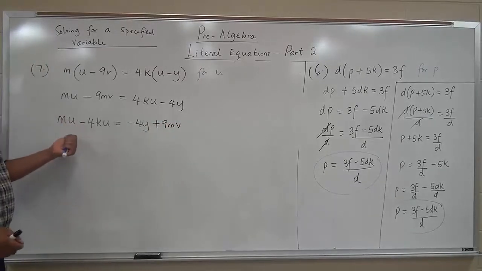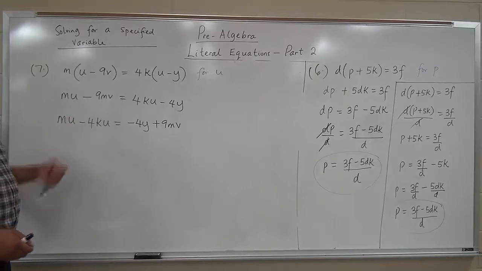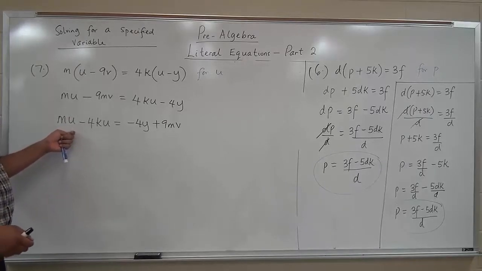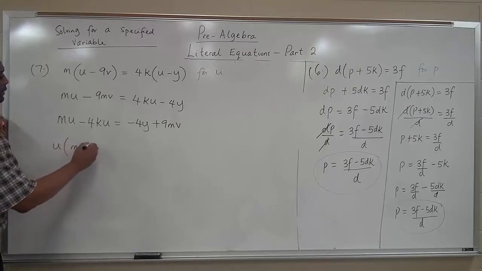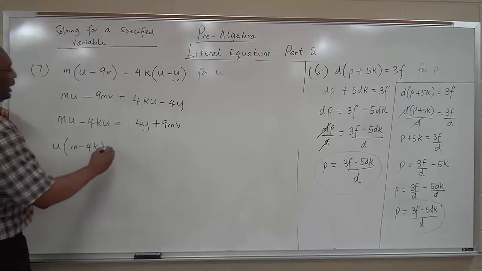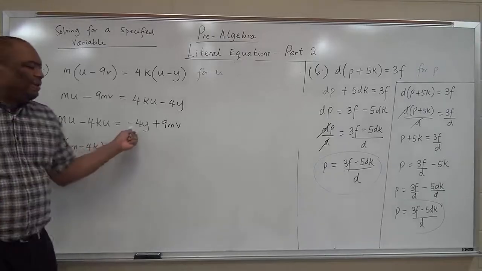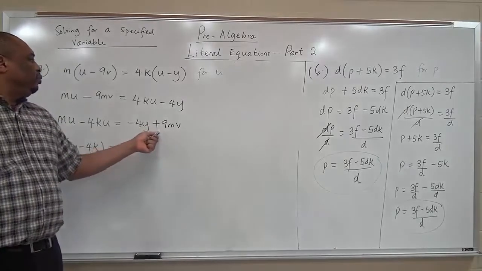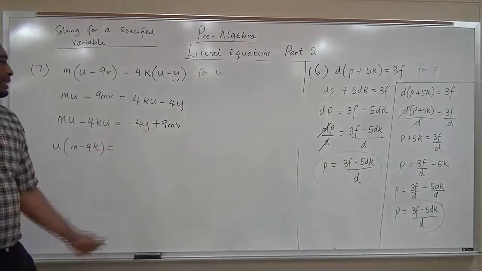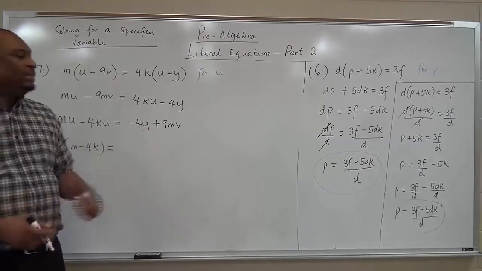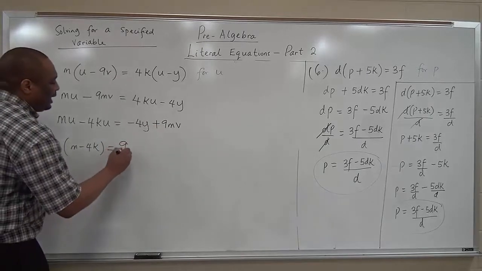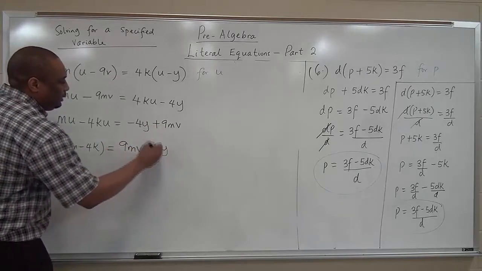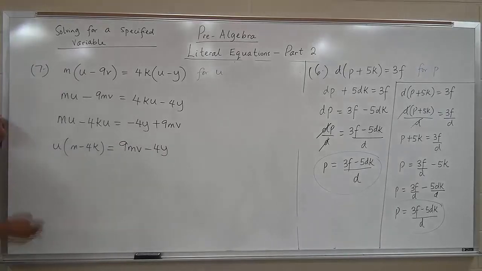Let's factor this by GCF, greatest common factor. We have that u times m minus 4k is equal to, we like having a positive come first. It doesn't matter if you have negative 4y, but since we have plus here, I would prefer to write 9mv minus 4y. Then we now divide both sides by m minus 4k.